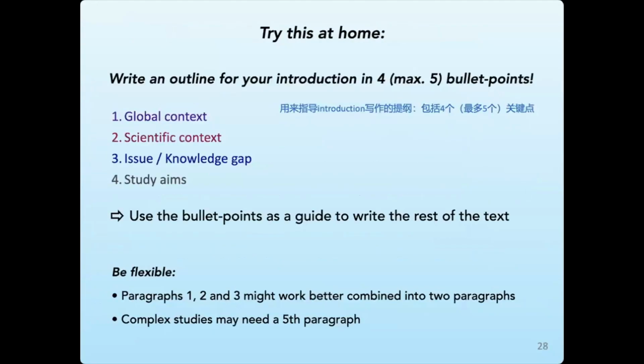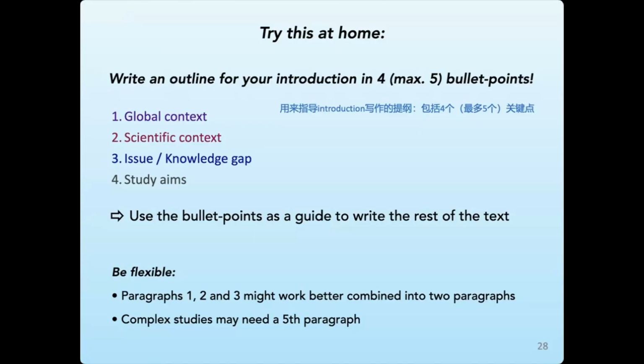So what you can do the next time you want to write an introduction, or you're thinking about planning your introduction, is quite simply to create an outline for your introduction in 4, maybe 5 bullet points. So just single points that give the global context, the scientific context, the issue you're going to address, and then the aims of the study. And then you can use those points as a guide to write the rest of the text.